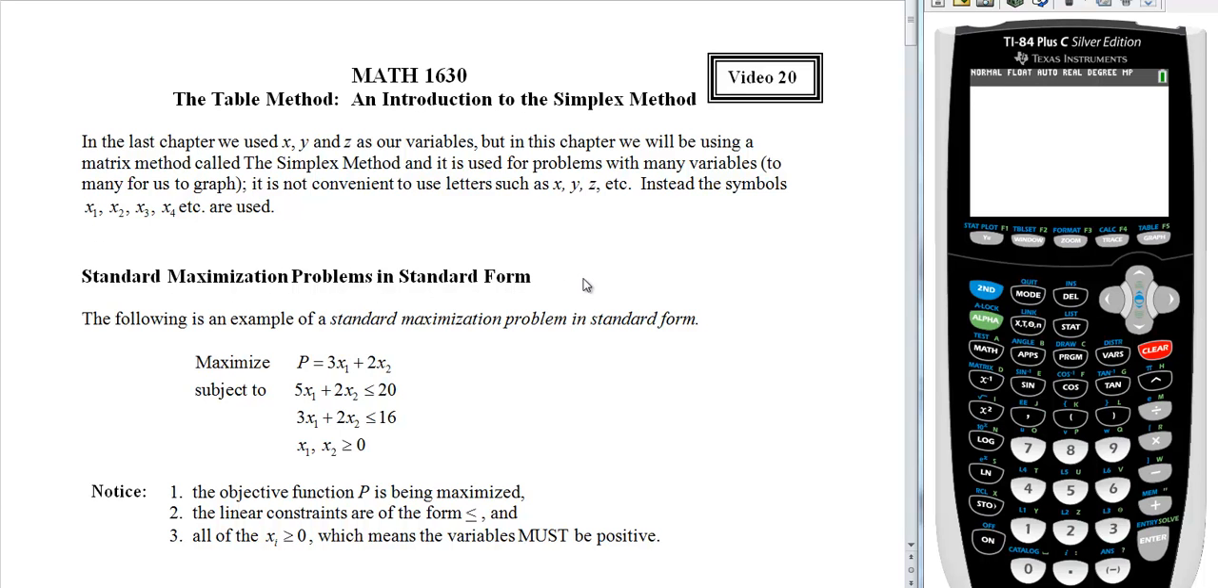Standard maximization problems in standard form. Here is an example of that, and this is something that we had also in the last chapter. The objective function is being maximized. Our linear constraints are less than or equal to, and our variables have got to be positive. So still the same type of problem.